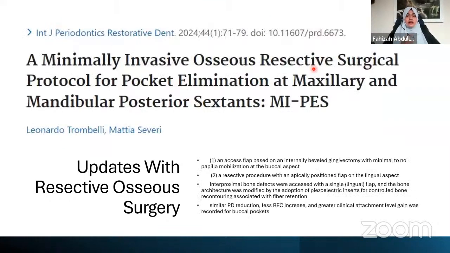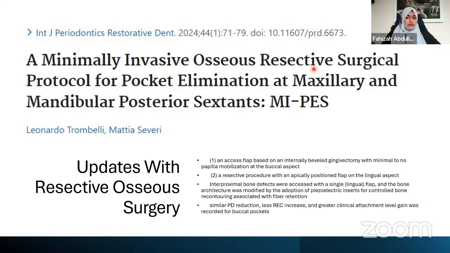Then this was a very recent technique which was used by Trombelli. In 2024, he published this. This was a single case. It is also called minimally invasive pocket elimination surgery, MIPES, which has just come up. So it is basically an access flap based on an internal bevel gingivectomy with minimal or no papilla mobilization at the buccal aspect, and a resective procedure with an apically positioned flap on the lingual aspect.